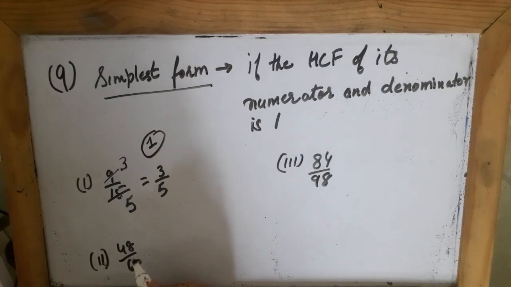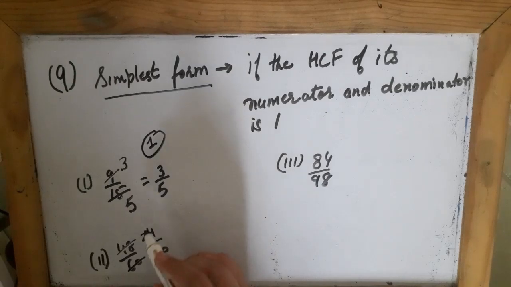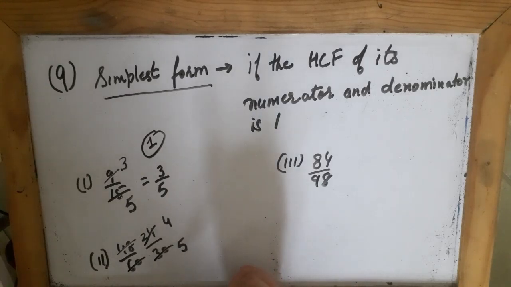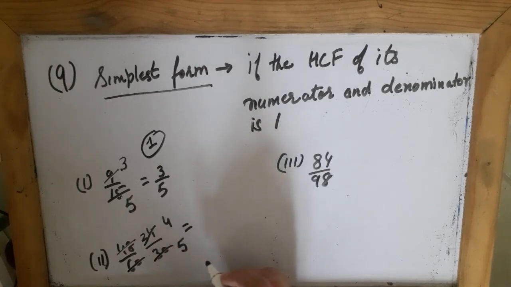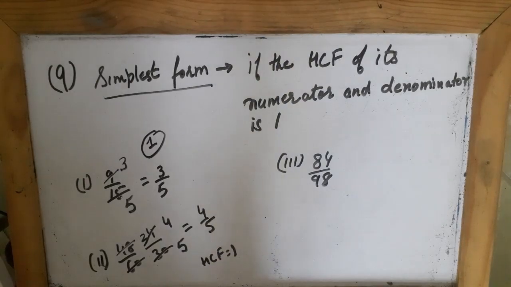Now if I take this example, you can see both of them I can divide on the table of 2. 2 2s are 4, 2 4s are 8, and 2 30s are 60. Now again I can divide them on the table of 6. 6 4s are 24 and 6 5s are 30. Now this 4 and 5 which I get, I cannot divide them together on any number except 1. I cannot reduce them further. It means their HCF now is 1. So this 4 and 5 is in the simplest form.